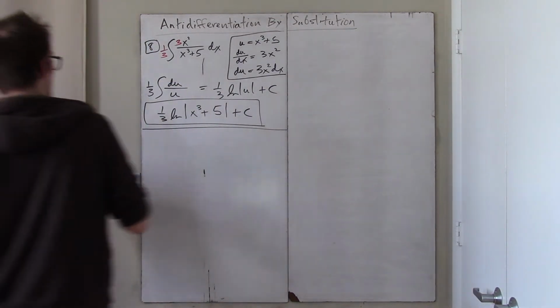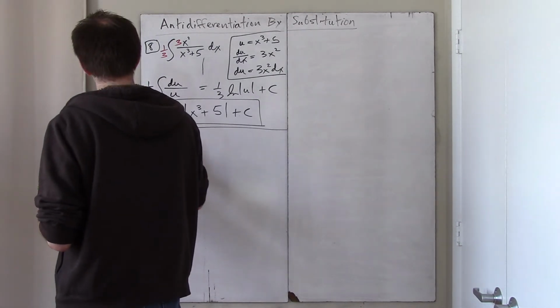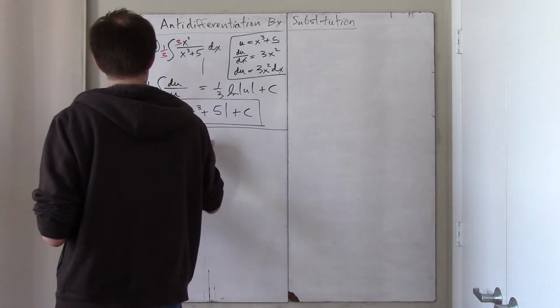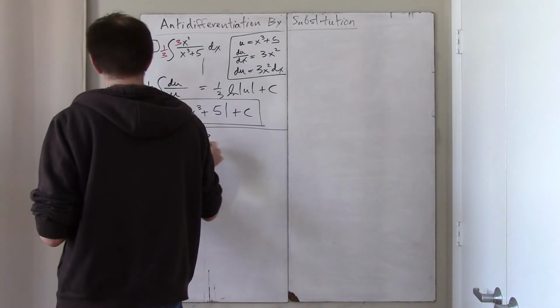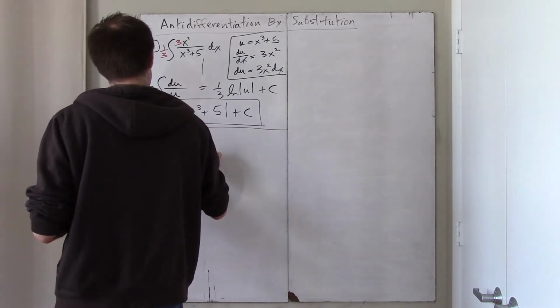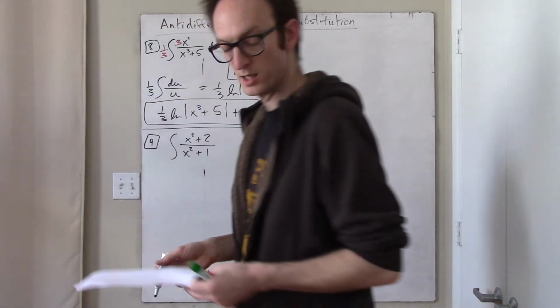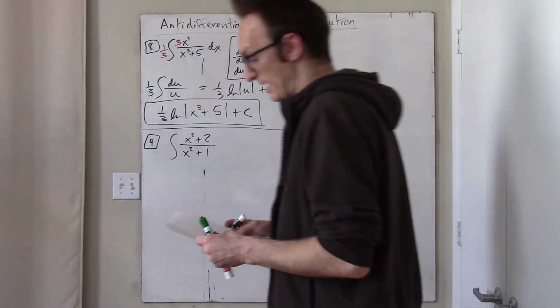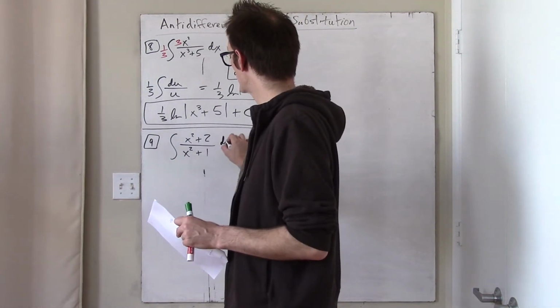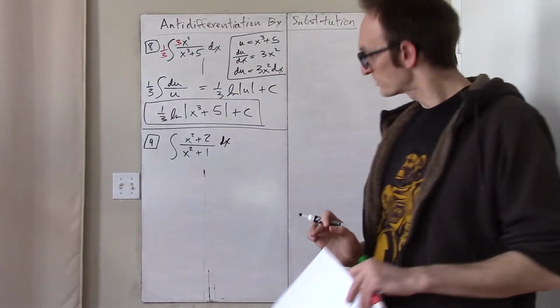Oh, here we go. Here's 9. This is also a rational function, but it's a little bit harder. Uh-oh, baby's awake. x squared plus 2 over x squared plus 1.